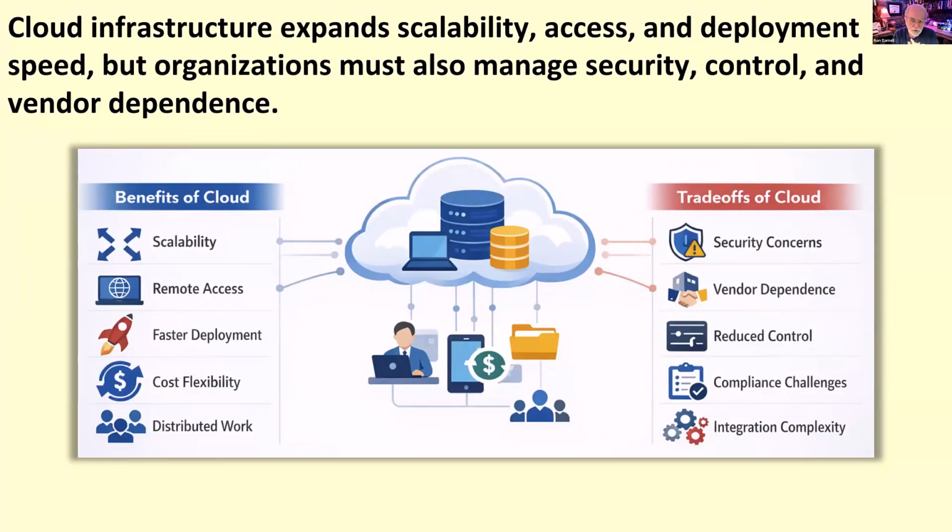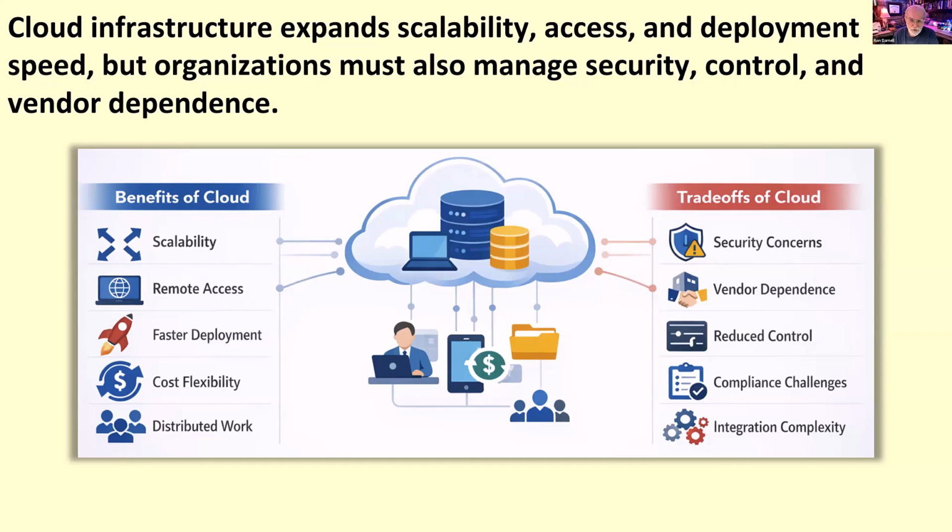The cloud infrastructure increases flexibility, but it introduces some new trade-offs. Cloud infrastructure expands scalability, access, and deployment speed, but organizations must also manage security, control, and vendor dependence. Here we turn to cloud infrastructure, which has become a major part of modern IT environments. Instead of relying only on hardware and software located on site, organizations can use cloud services to access computing resources, storage, applications, and platforms over the internet.